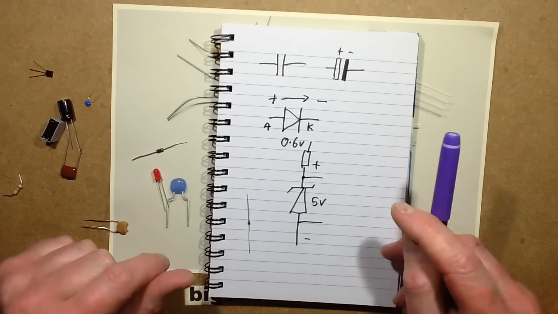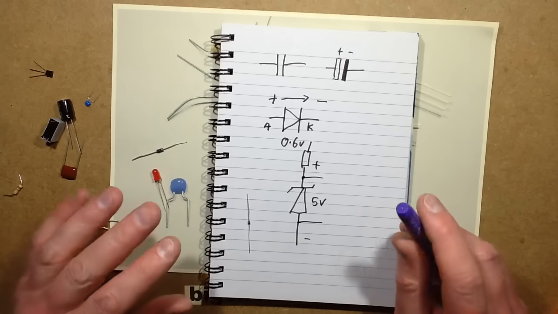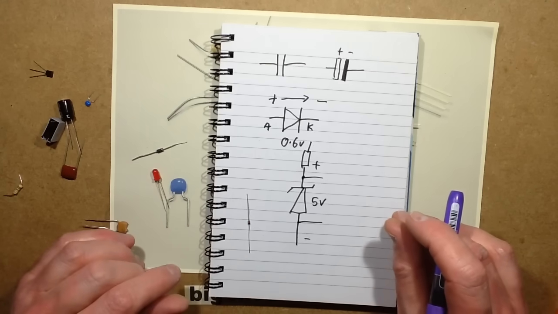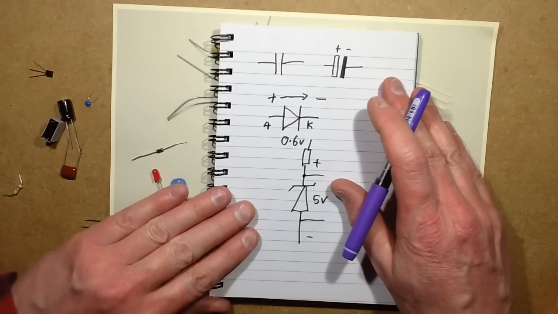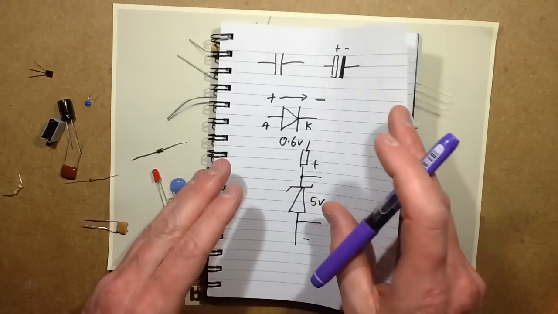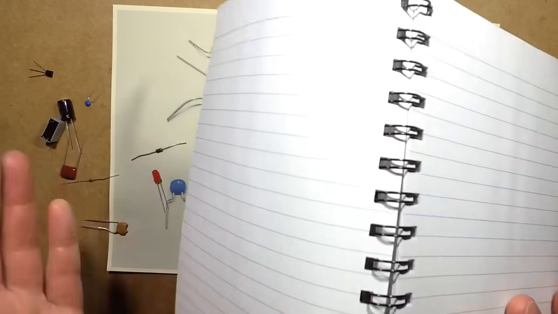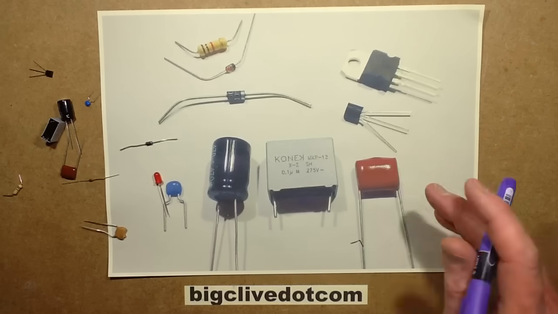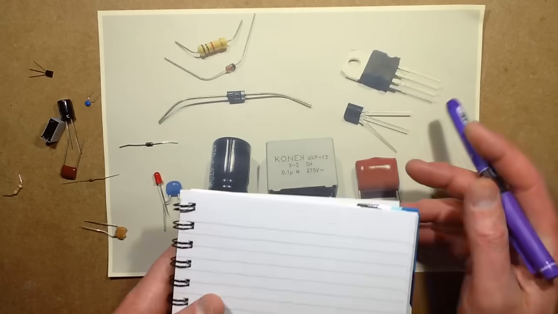Let me think, what's next? I think we may actually be going in the direction of the resistors again, and let's look at transistors. The world of transistors is huge. There are so many different types of transistors. You get the small transistors, you get the big transistors.